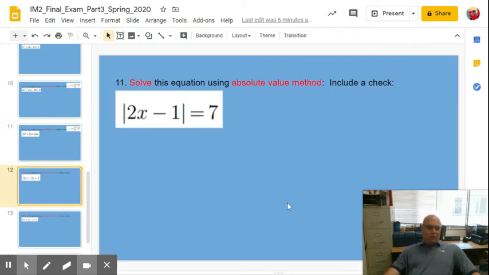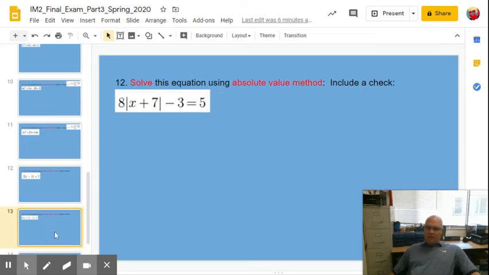All right, 11. Oh, remember these from like week 2, right? Solving absolute value equations. So we only have one method for solving it. So go back to your notes, if you need them, and let's solve this. And then include a check for this as well. And then 12, a little bit more complicated one, but still an absolute value problem. Solve that. Give me the answer or answers, and include a check.